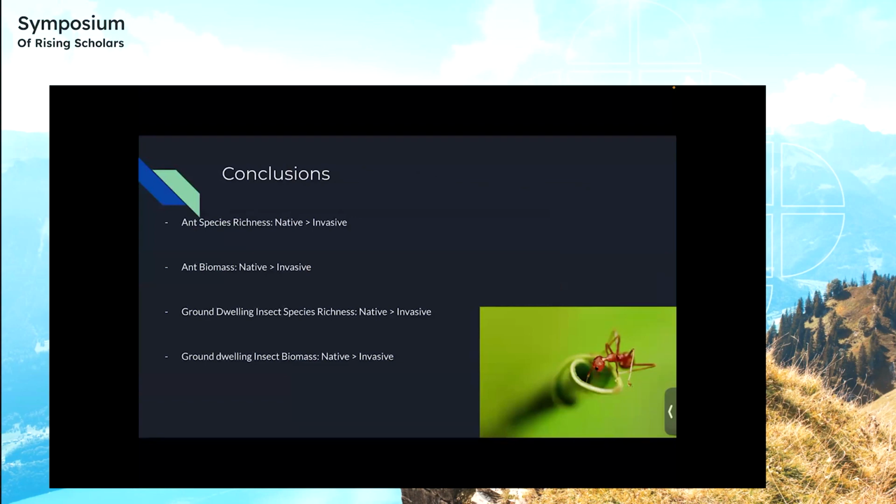Okay, so conclusions. Ant species richness and ant species biomass were greater at native sites than invasive sites. And the same thing with ground-dwelling insect species richness and ground-dwelling insect species biomass. It was greater at native sites than invasive sites. This could connect to the fact that the invasive plants really got rid of a lot of the interactions that these insect species would be having with plants that would have benefited them, but now they don't get any of that benefit.